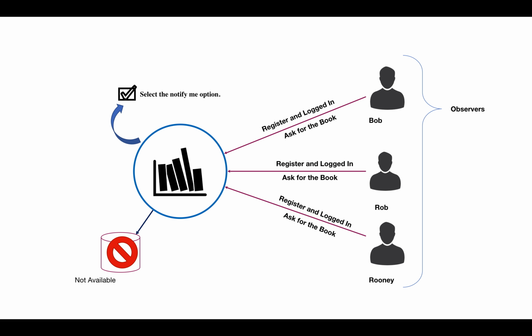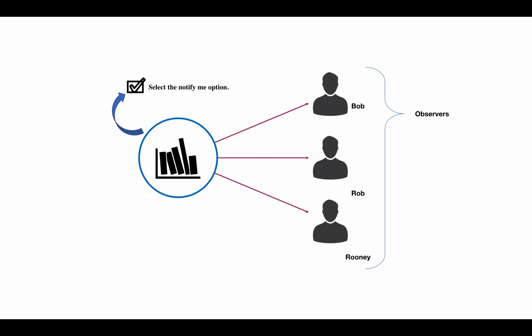So after 4-5 working days, books are again back in stock. So the state of the book changes from sold out to available. Then the application notifies all of its registered users for that book. Now they will be able to purchase the book. So this is one example of the observer pattern. Let's have a look at how interfaces and classes are arranged in this pattern.